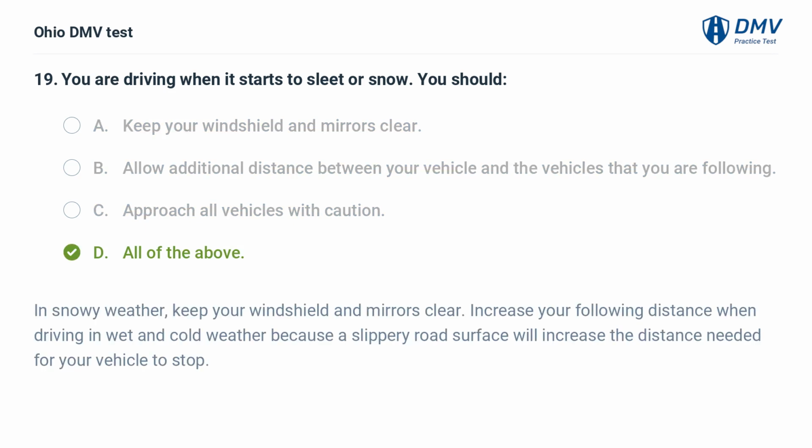D. All of the above. In snowy weather, keep your windshield and mirrors clear. Increase your following distance when driving in wet and cold weather because a slippery road surface will increase the distance needed for your vehicle to stop.